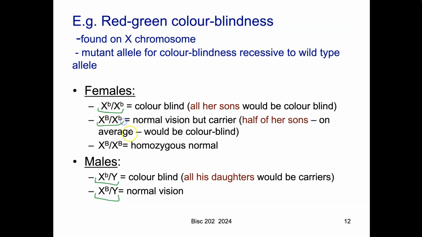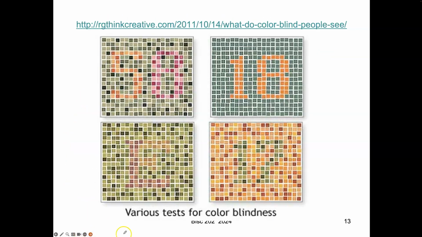Females can also be heterozygous, right? They can have normal vision but be a carrier. Half the sons on average would be colorblind, or they can be homozygous normal. So this is the proper notation for X-linked traits. And I threw this in because I just think this is really interesting.